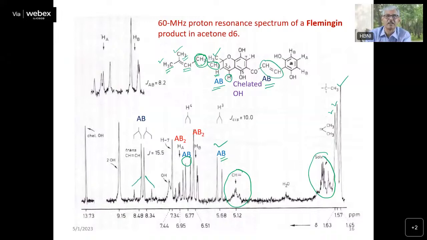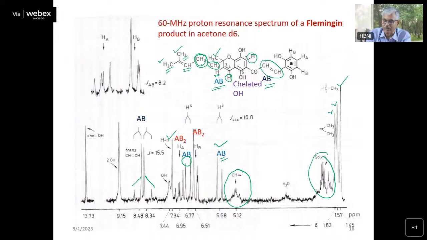If you remember the AB quartet, we call this the roof effect. So you can see this AB, and that's why it is very clearly visible. Now in this molecule, you have an aromatic proton which is not coupled to anything, so that is coming here.